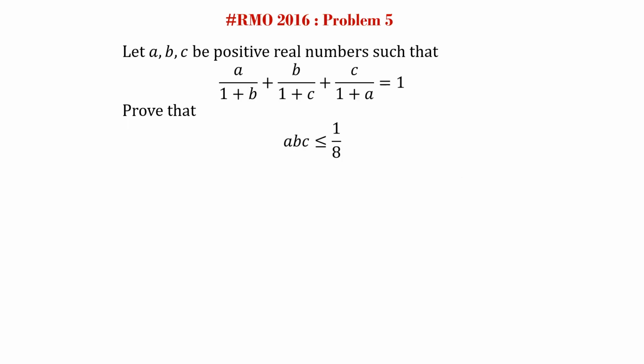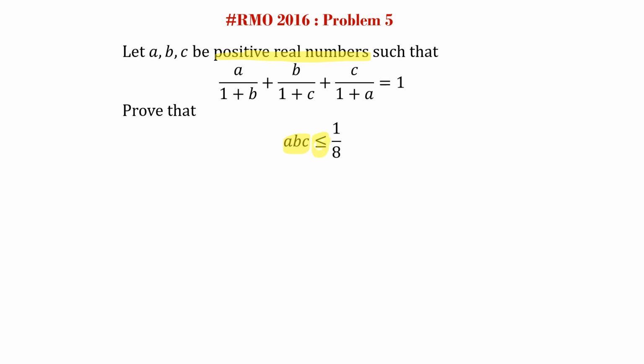Let's take a look at problem number 5 from RMO 2016. So the problem goes this way. Let A, B, C be positive real numbers such that A upon 1 plus B upon 1 plus C upon 1 plus A equals 1. Now we're going to have to prove that the product ABC is less than or equal to 1 upon 8.